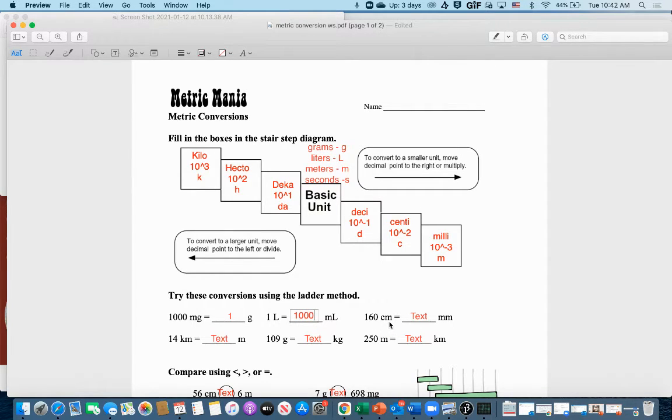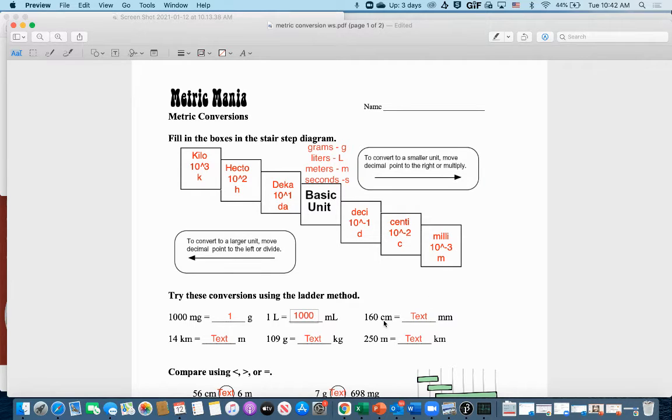Next one, 160 centimeters is equal to how many millimeters? Okay, well, centimeters is right here on my chart. I'm looking for centi. My base unit is meters. I'm looking for my prefix as centi, right? Centimeters right here. And then I go to milli right here. So I'm going down 1 time to the right.